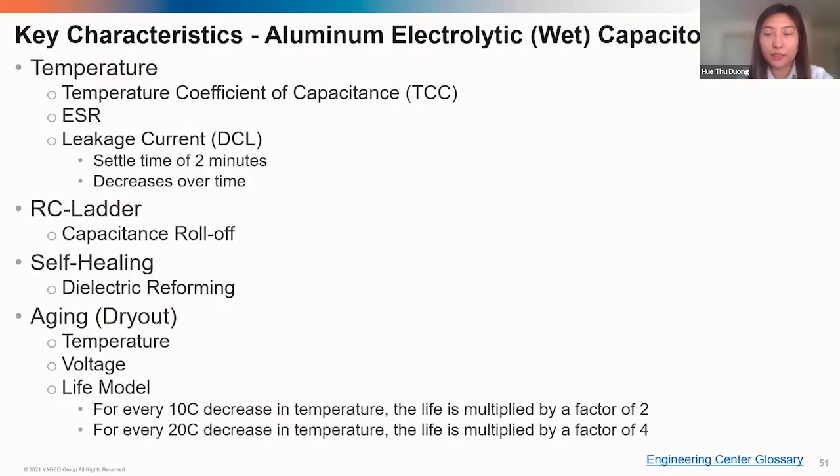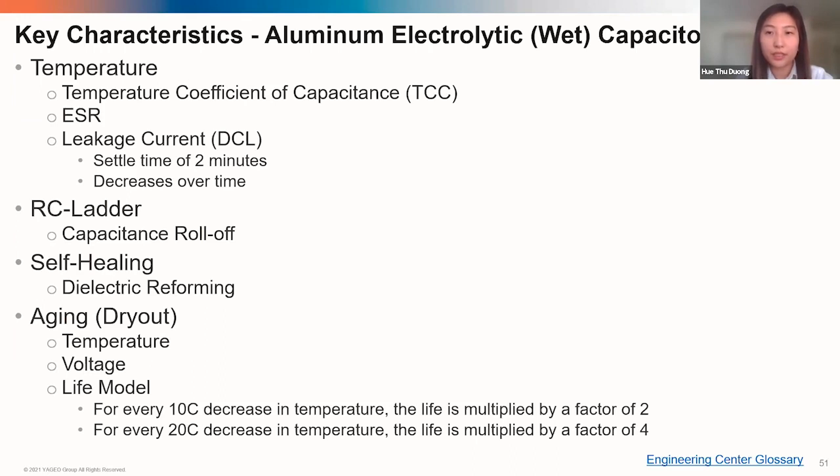Next up, we have aluminum electrolytic parts, and these do have similar characteristics that we've already briefly went over for tantalum polymer parts. So one thing to note is that these do have ESR.